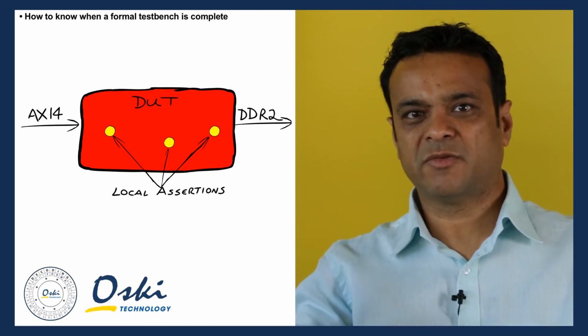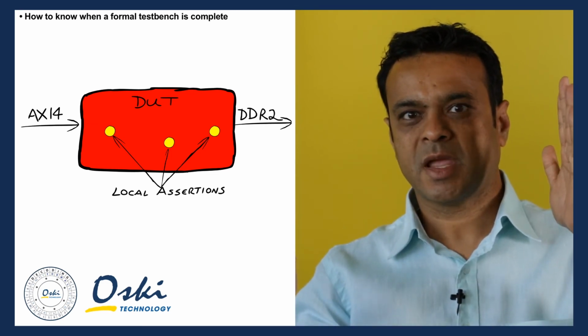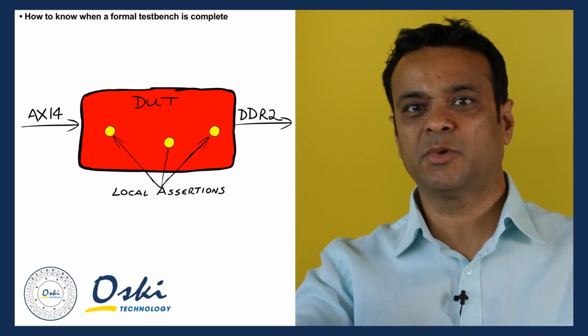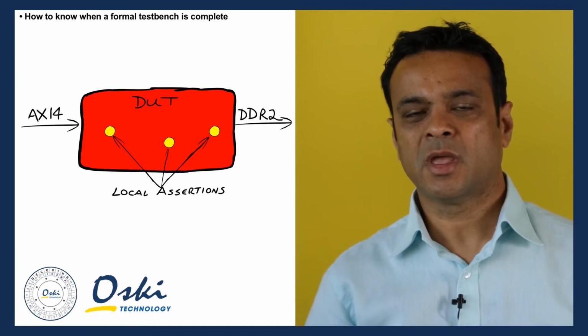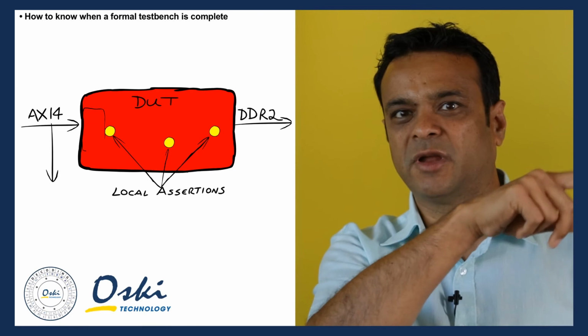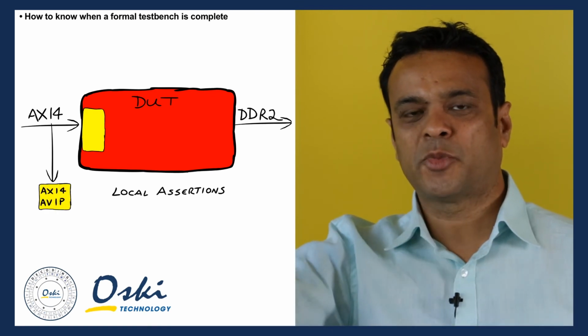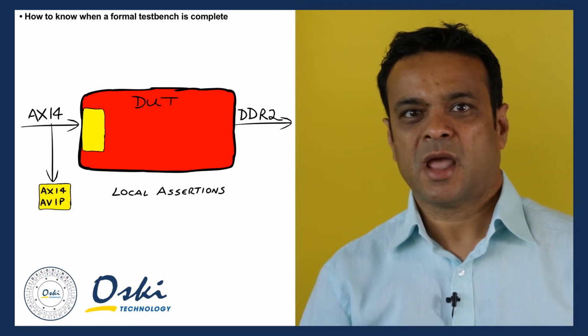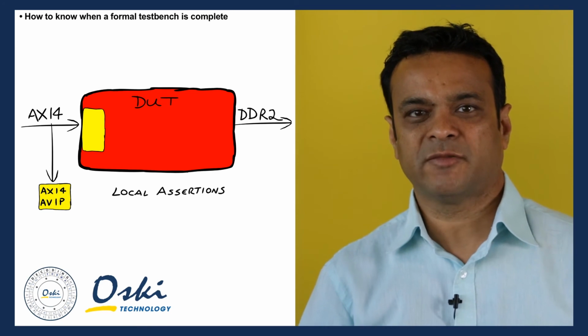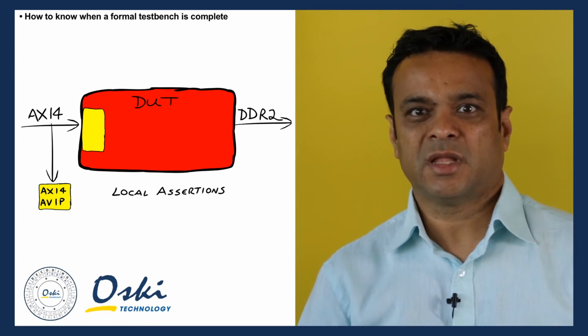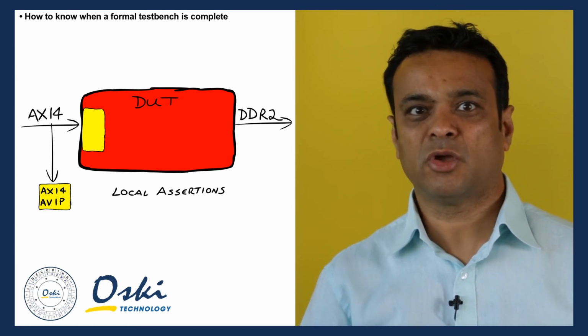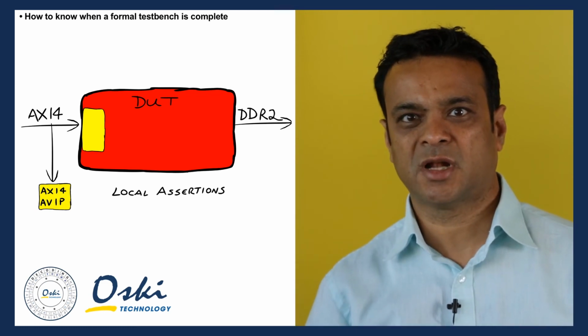For example, if I have a design which goes from an AXI4 interface on my left side to a DDR2 interface on the right side, a memory controller, then you can verify compliance with the AXI4 interface on the left side and DDR2 protocol properties on the right side, and you can find some more bugs and be more exhaustive. Yet you haven't done exhaustive verification on this block, and you haven't verified the entire end-to-end functionality.